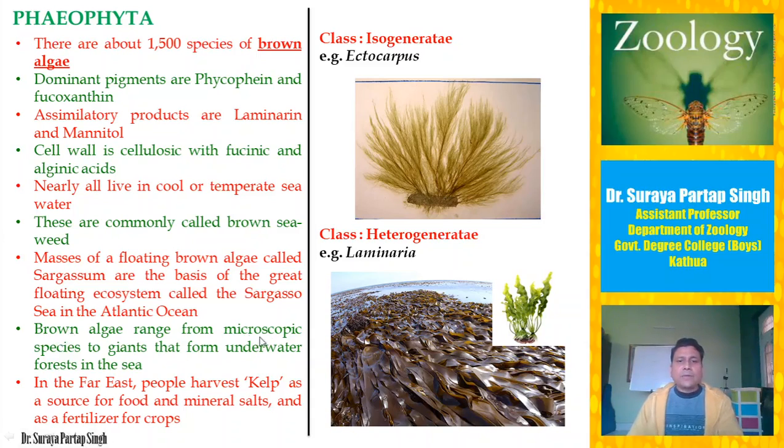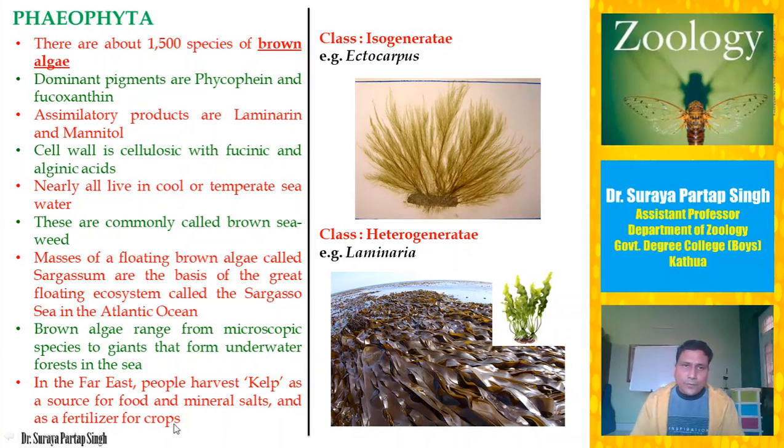Now, brown algae range from microscopic species to giant forms that form underwater forests in the sea. So there is a huge variety of sizes among the members of Phaeophyta. They can be microscopic or they can be as giant as this. For example, you can see these giant brown algae, and they form underwater forests in the seas. Now they have economic importance also. Some people from the Far East, like in Japan, harvest kelp, another type of brown algae, as a source of food and mineral salts, and it is also used as fertilizer for crops.